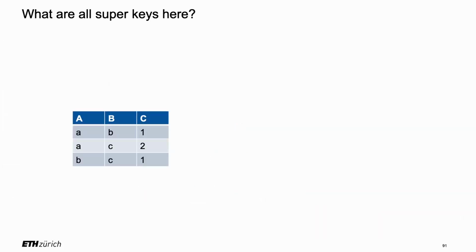So let's do it on this example. So we have a table. I'm assuming it's representative of the universe. That's basically the warning I gave you. So do you agree that AB is a super key?